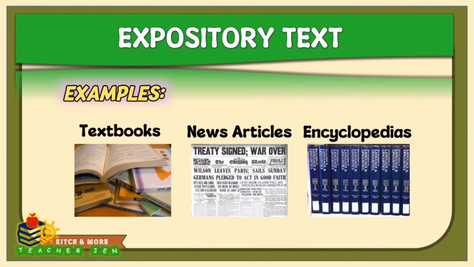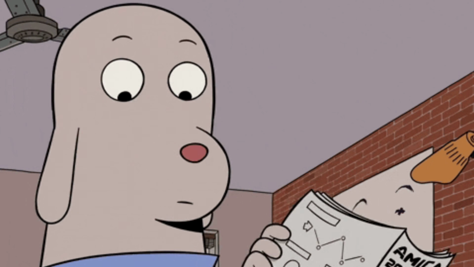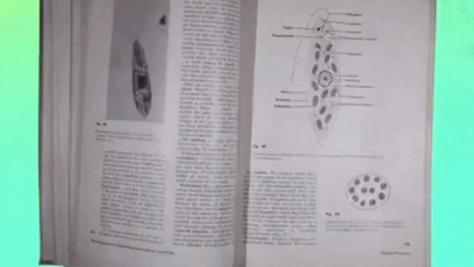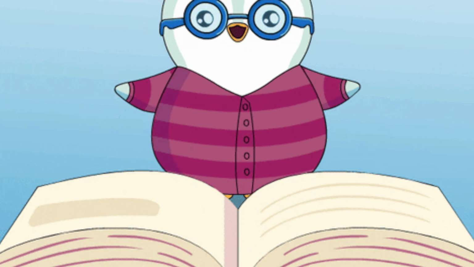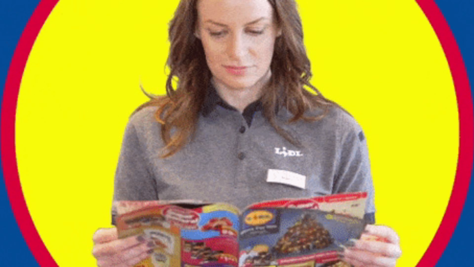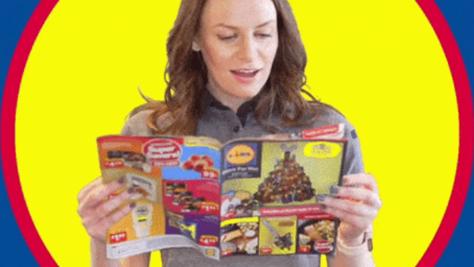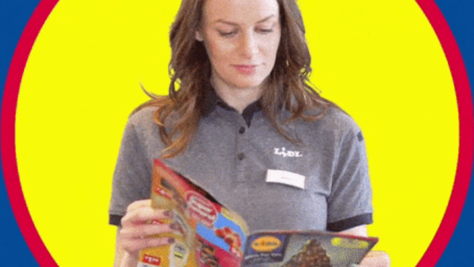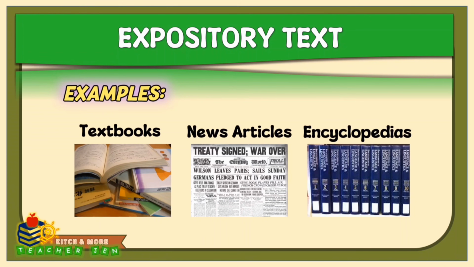Think about instruction manuals that teach you how to use a gadget, science reports that explain experiments, recipes that guide you step by step on how to cook a dish, and brochures that give you facts about a place or an event. Expository texts are everywhere, helping us understand the world around us.